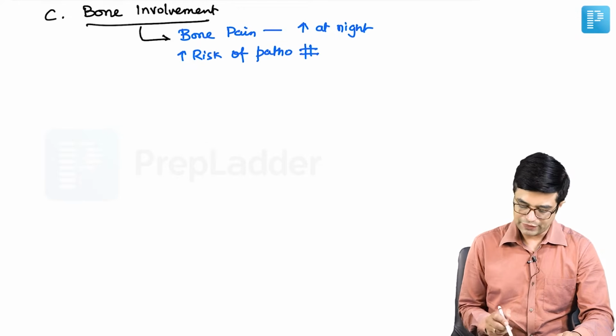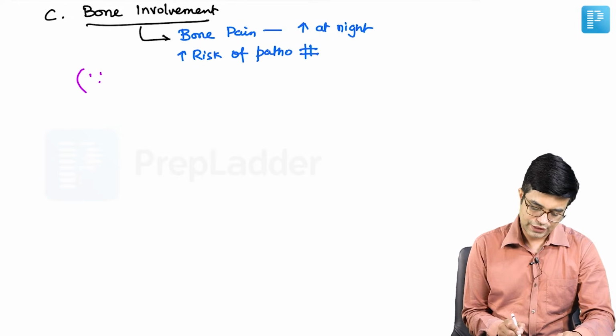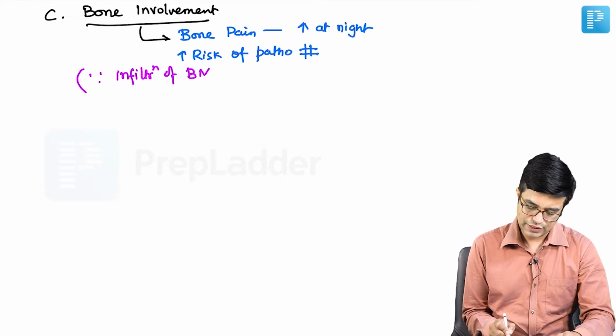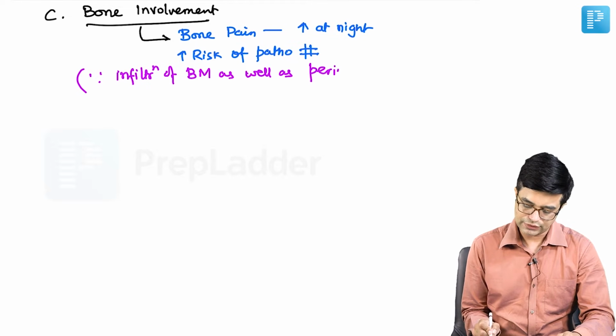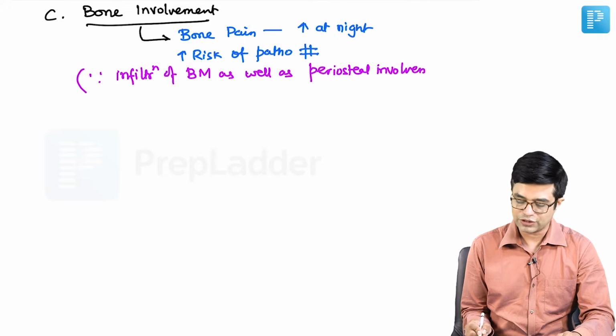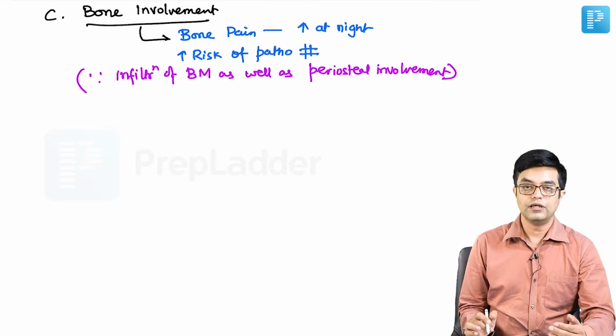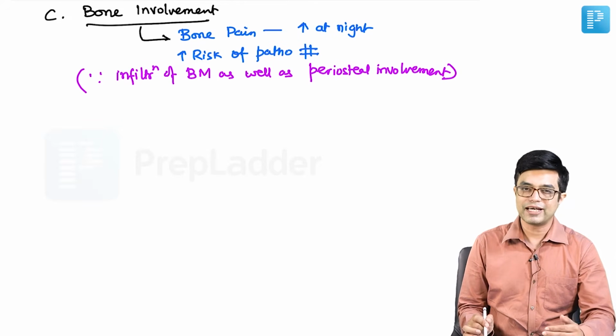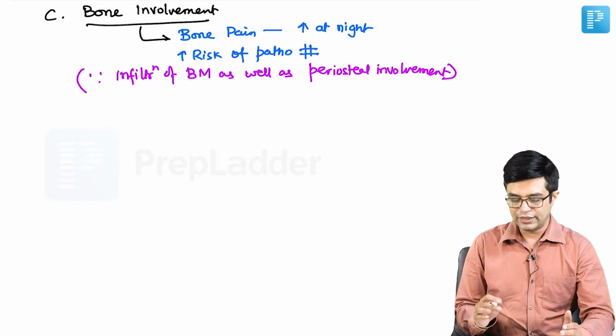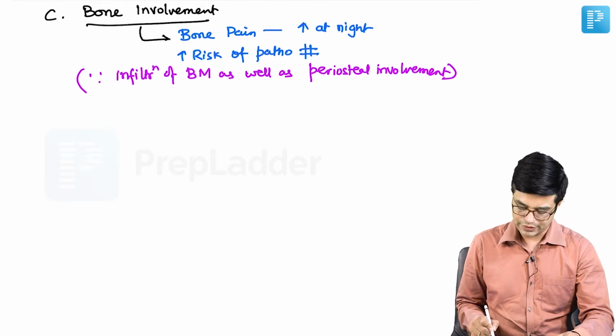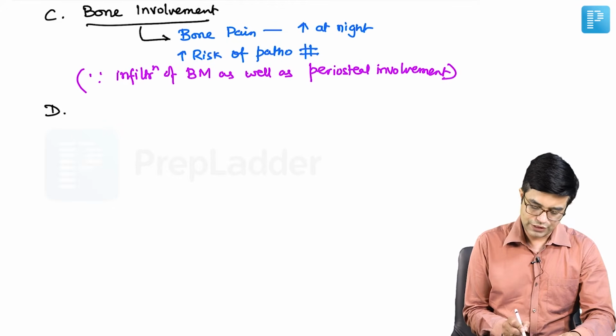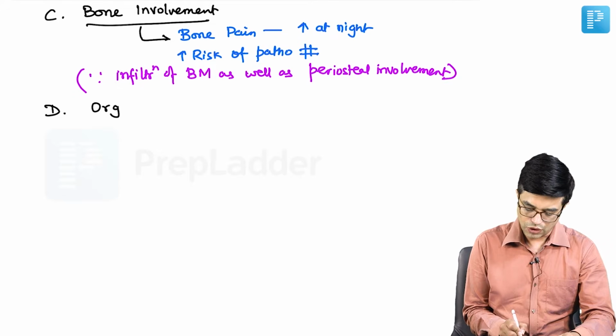Now, bone involvement will occur because of infiltration of the bone marrow as well as periosteal involvement. There may be subperiosteal deposits of the leukemic cells, or there may be frank infiltration of the periosteum leading to bone pains in these patients. Fourthly, you will find features due to organ involvement.